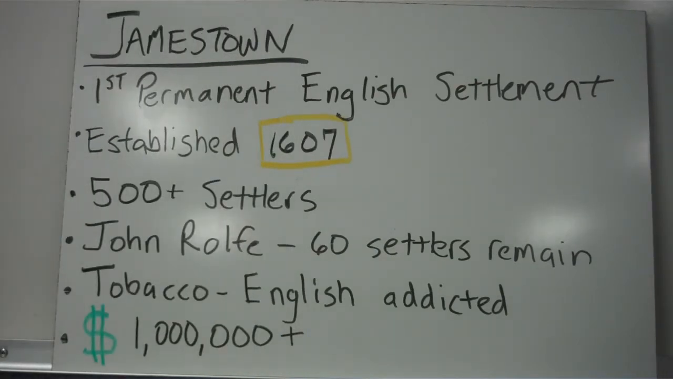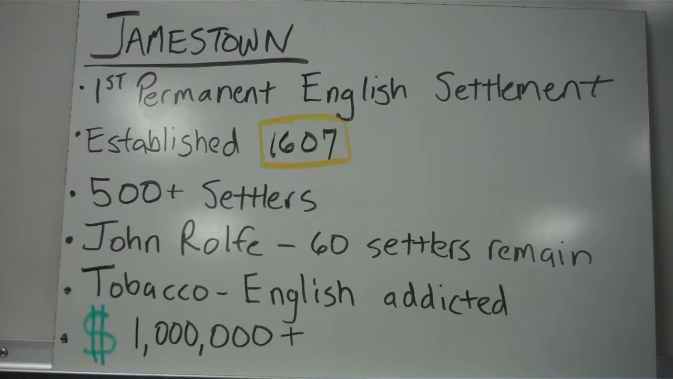Now let's talk about Jamestown. Jamestown is the first permanent English settlement. It was founded in 1607. Don't forget that because this is a date, you want to be sure you highlight that in yellow on your notes.